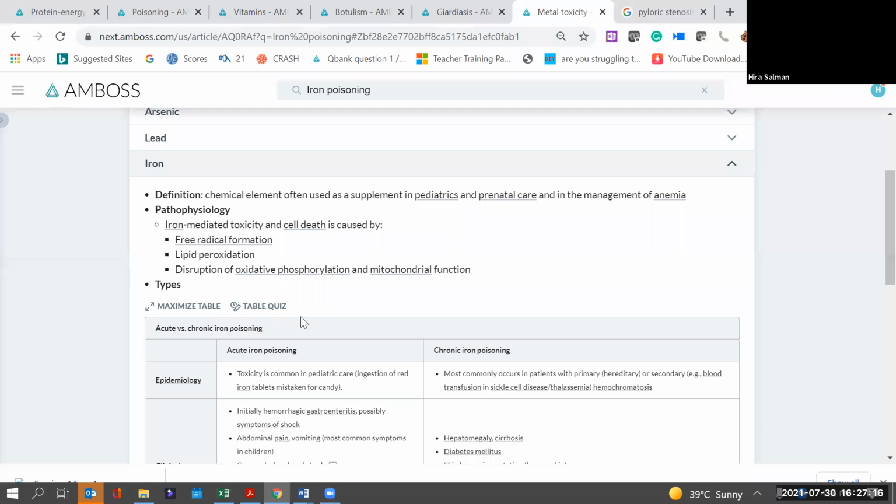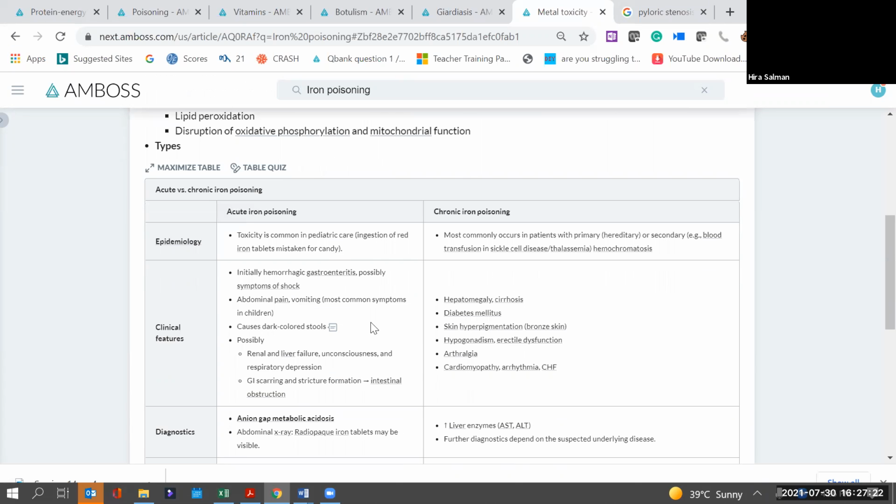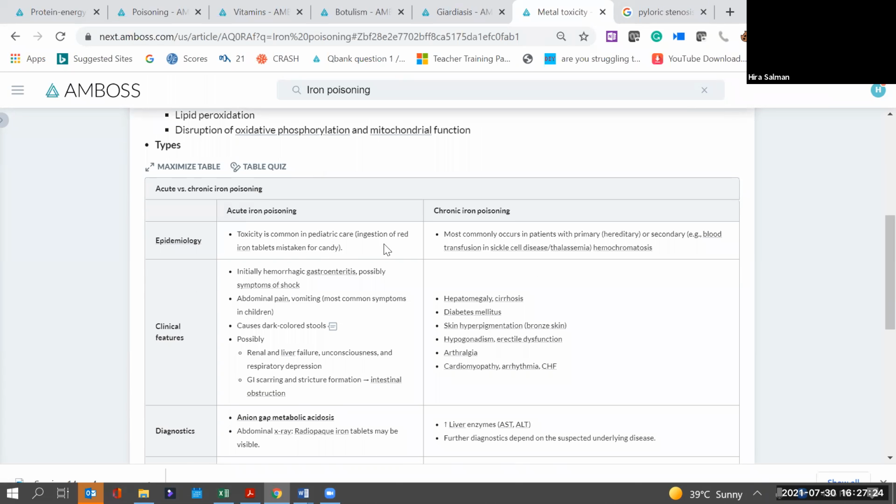How are we going to describe it in two types: acute iron poisoning or chronic iron poisoning. Acute iron poisoning means that toxicity is common in the pediatric age group. For example, they have just taken all the iron supplements of their mothers. That's an accidental intake. So that will of course cause acute iron poisoning.